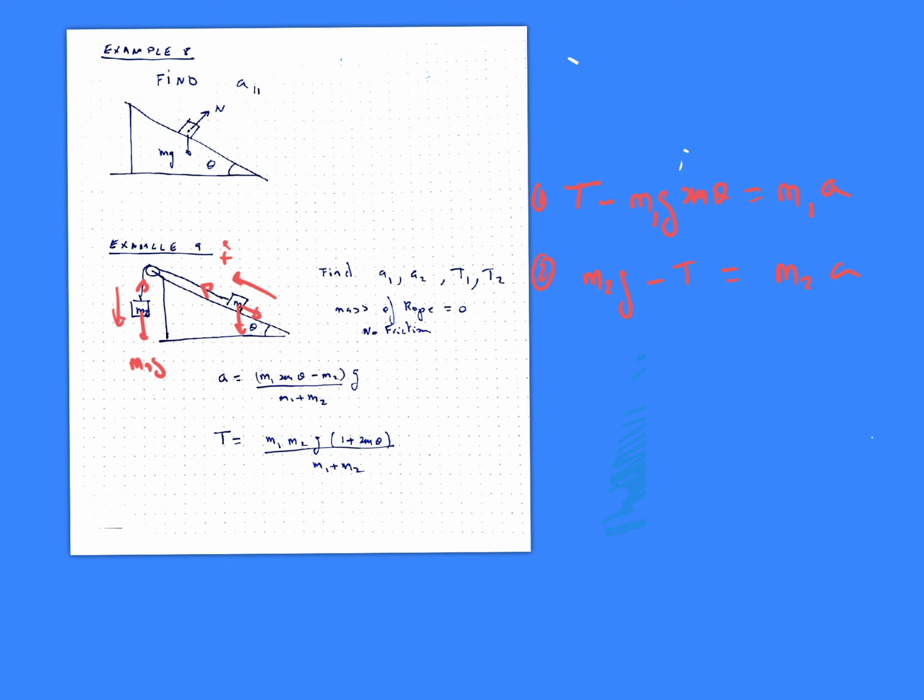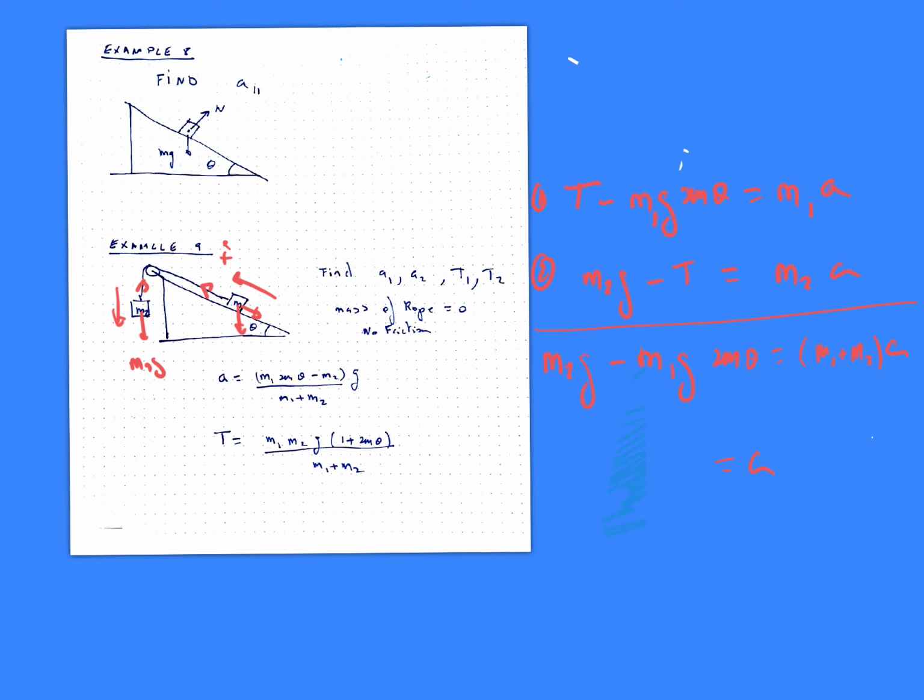Now I have to find the acceleration. Well, if I sum 1 with 2, the tension will disappear. Summing equation 1 with 2, the tension will disappear and what stays is m2g minus m1g sine of theta equals m1 plus m2 times a. The a is this one.